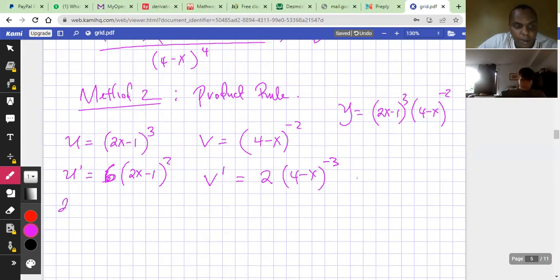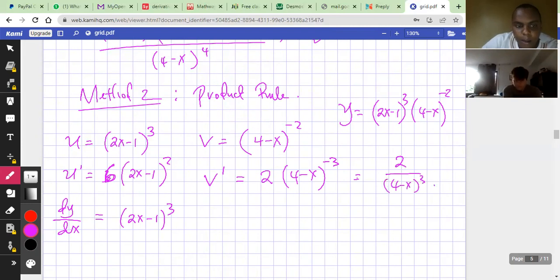And then our dy/dx is simply going to be u, which is (2x minus 1) cubed, multiplied by v prime, which is 2 over (4 minus x) cubed. So you can do 2 over (4 minus x) cubed. So this is u v prime.